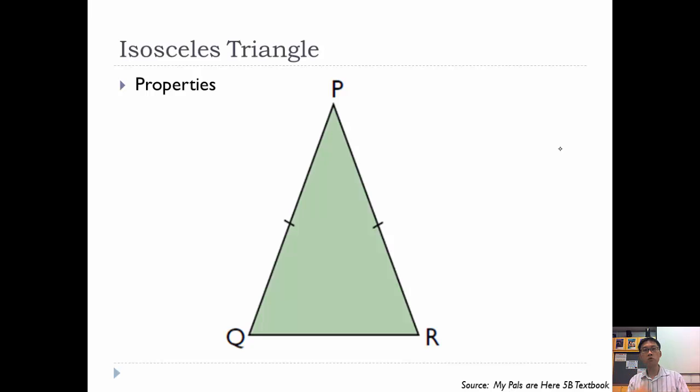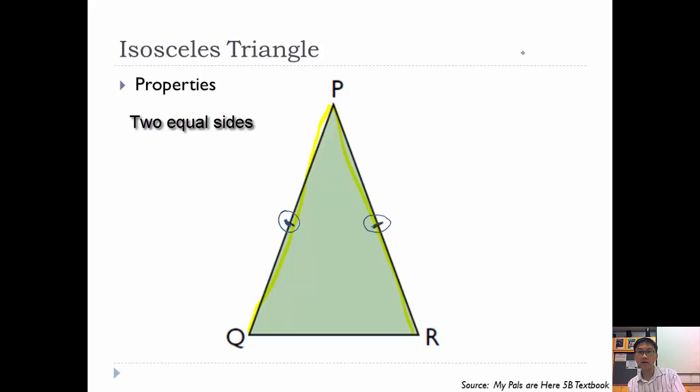Now let's move on to the isosceles triangle. Let's look at some of the properties of the isosceles triangle. One thing you need to take note of is that the isosceles triangle has two equal sides. This is important. Sides PQ and PR are the two equal sides. And how do they indicate that? They indicate that using this dash over here. This dash tells you that PQ is equal to PR.